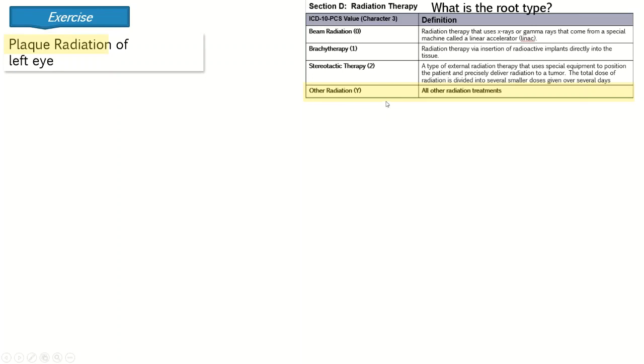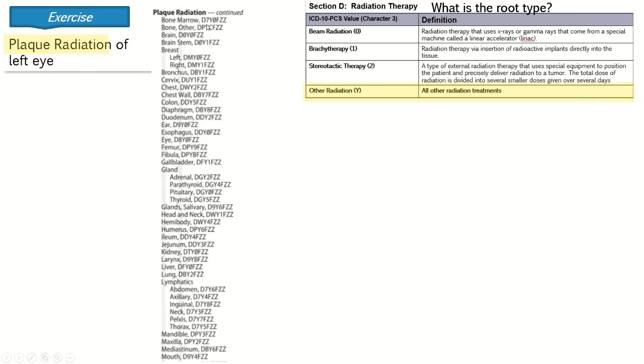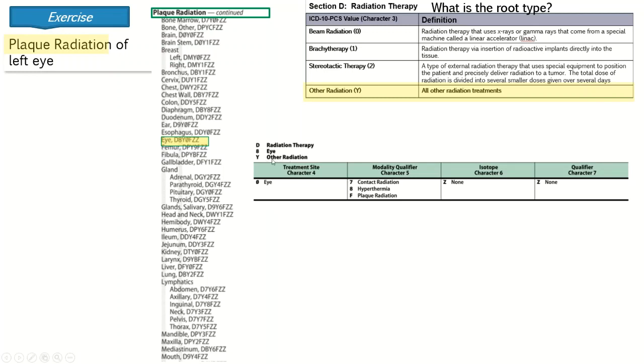So when you have something generic like that, how you look it up in the index is 9 times out of 10 you're going to look it up under other radiation or you're going to look it up under the exact type of radiation. In this case, plaque radiation is found in your index. So we're going to look up plaque radiation followed by the location on the body, which is your eye. And it gives you the full code, D8Y0FZZ. And coders, we do not stop here. We have to verify that at the corresponding table.